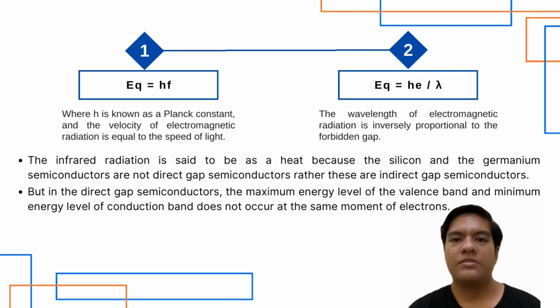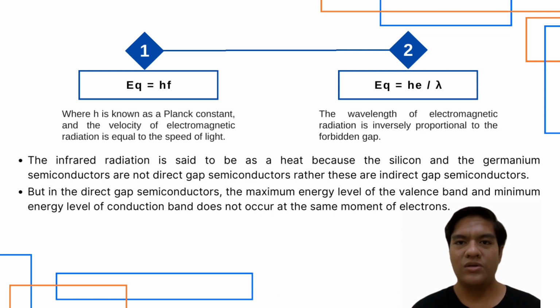But in direct gap semiconductors, the maximum energy level of the valence band and the minimum energy level of the conduction band do not occur at the same momentum of electrons. Therefore, during the recombination of electrons and holes, a migration of electrons from the conduction band to the valence band, the momentum of the electron will be changed.